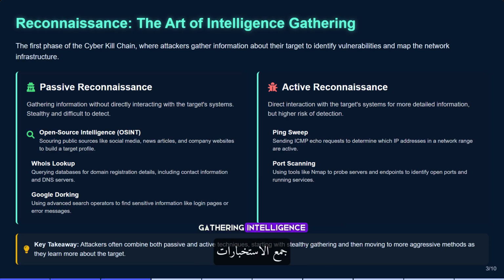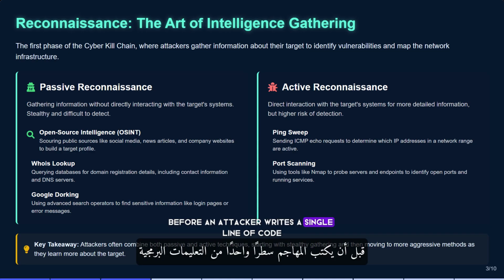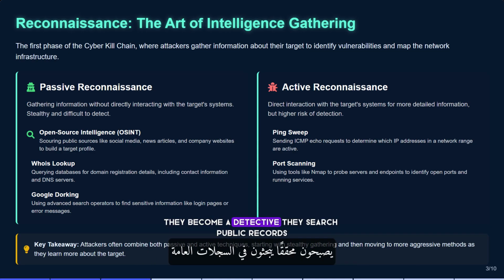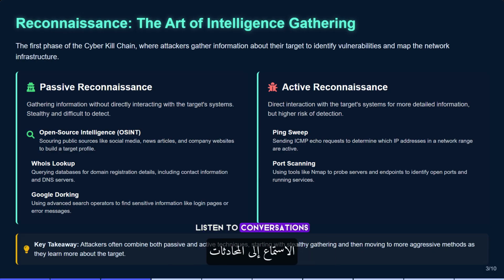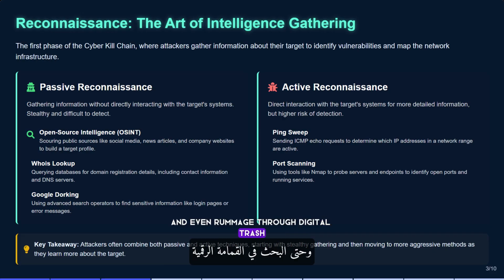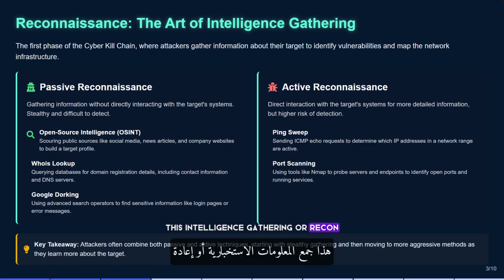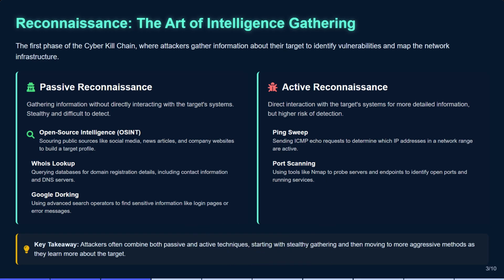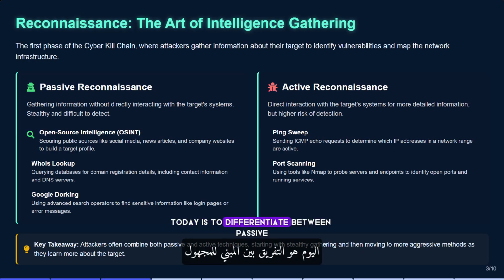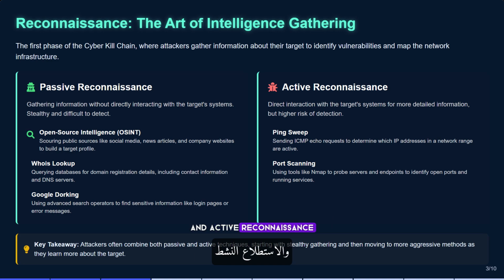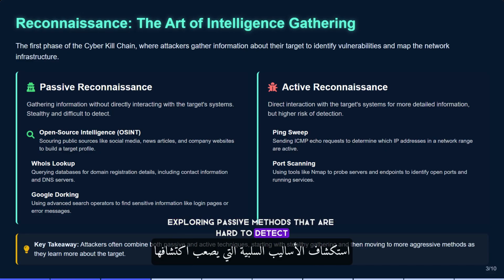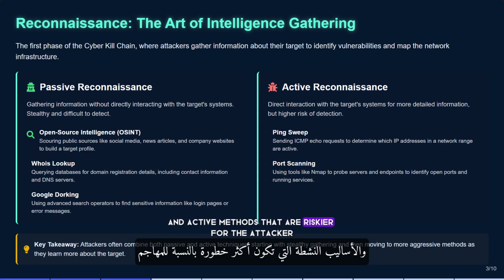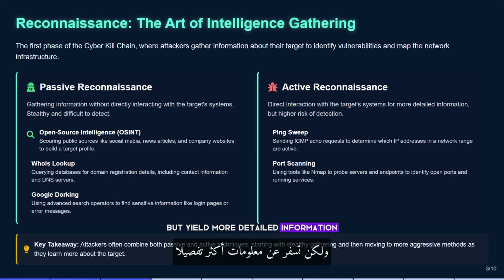Reconnaissance, gathering intelligence. Before an attacker writes a single line of code, they become a detective. They search public records, listen to conversations, and even rummage through digital trash to learn everything about their target. This intelligence gathering, or recon, is often the difference between a failed attempt and a devastating breach. Our learning objective today is to differentiate between passive and active reconnaissance. We will define both primary types, exploring passive methods that are hard to detect and active methods that are riskier for the attacker but yield more detailed information.